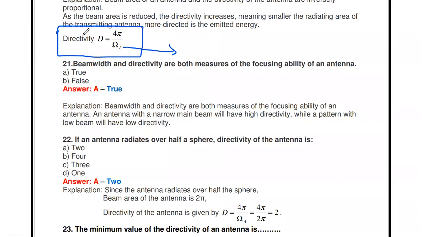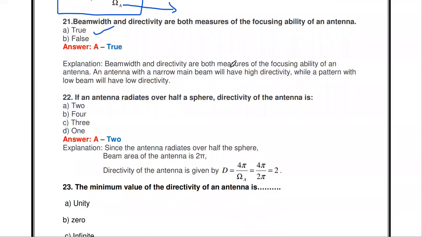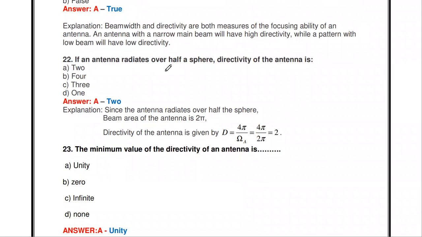Okay, increases. Then the next question, beam width and directivity are both measures of the focusing ability of the antenna. True or false? True. In order to measure the ability of the antenna, beam width and directivity, both are important measurement units.